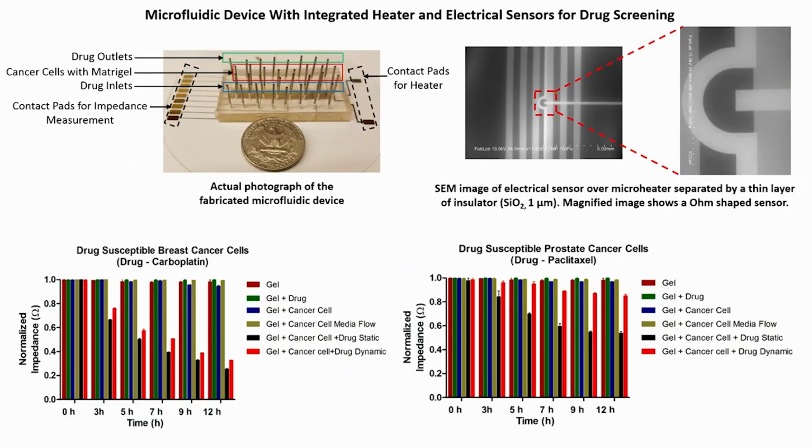You can see here, if I take an example of breast cancer cells versus prostate cancer cells, then with only gel, there is no change. Gel plus drug on the channel, there is no change. Gel plus cancer cell, no change. Gel plus cancer plus media flow, no change. But only when there is a gel plus cancer cell on a static platform and when you flow on a dynamic platform, then you have change.